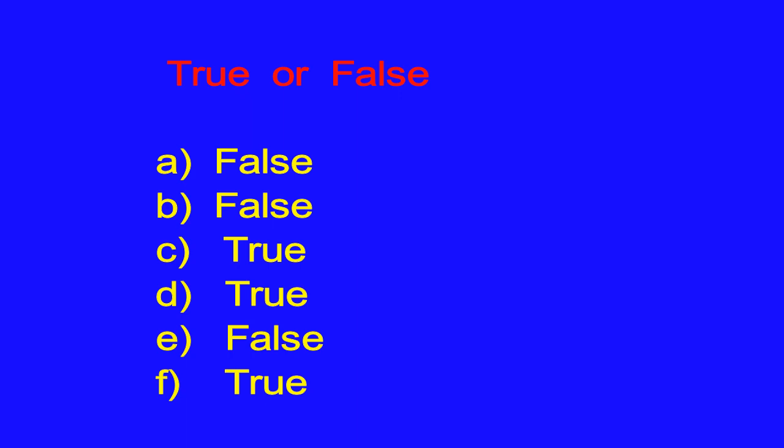Number D, you can create a query in two ways. This is also correct, so this one is also true. Auto number values are incremented by 2. That is also false. Okay. The text field is now called short text in MS Access 2013. This is true. Okay.